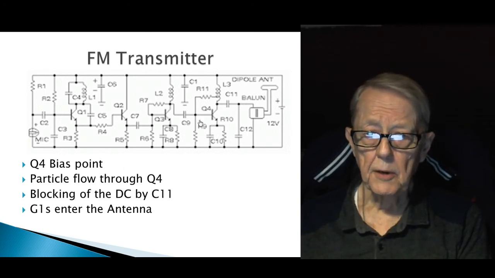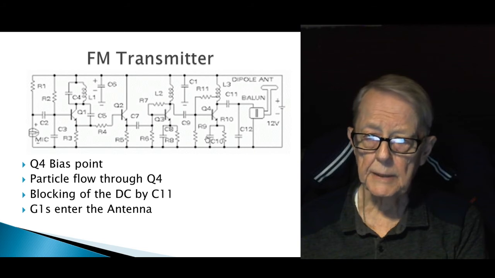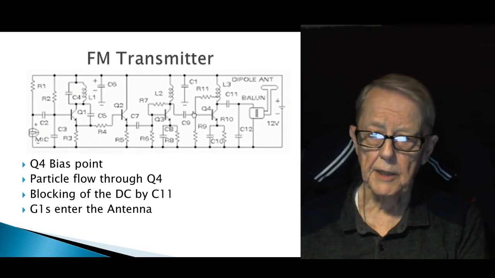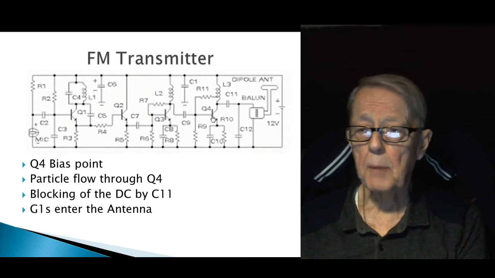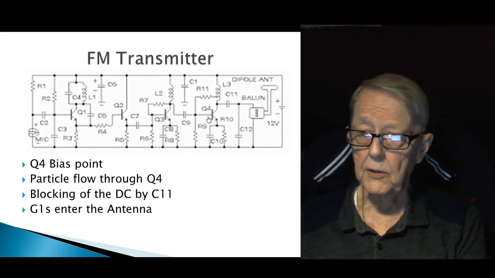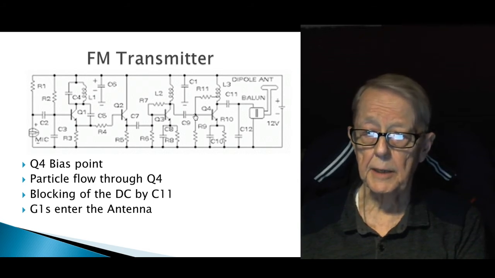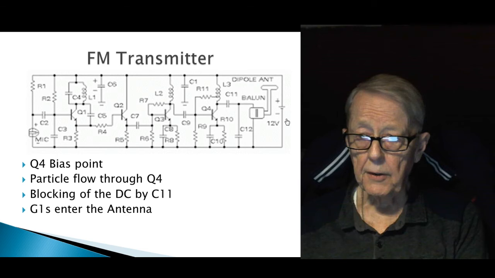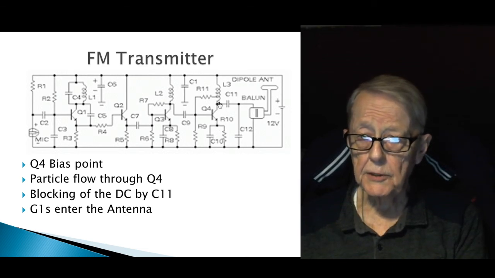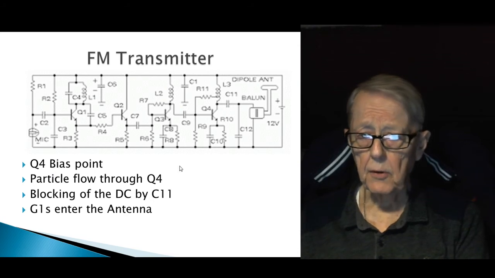Okay, so we're going to talk about the bias point of this one. It's a simple point. You've got a DC battery around that bias point, and that sets a point on this transistor. You've got to operate that transistor in the linear region. If you operate it outside that, you don't get a linear gain. You'll get distortion. So it's got to be biased at a specific point. And the G1 particles flow through this transistor and around, and they get DC blocked by the C1. So you have the particle flow through the Q4.